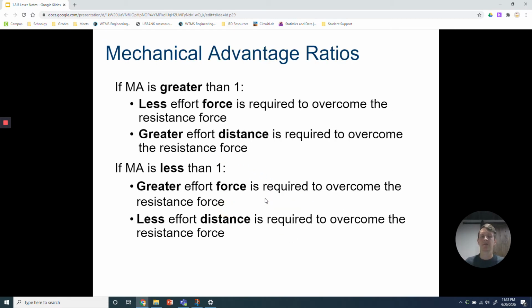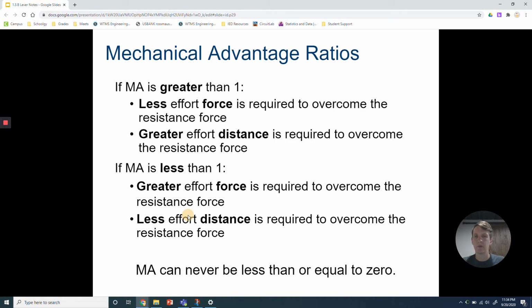So mechanical advantage, we've got two cases here: where it's greater than 1 or less than 1. To simplify this, greater than 1 makes us stronger and less than 1 makes us faster, right? So greater than 1 requires less effort force, but greater distance. Less than 1, we have a greater input force. We have to push more on something to move that resistance force, but we have to do it over less distance. And we'll talk in a second about why you might possibly want that.